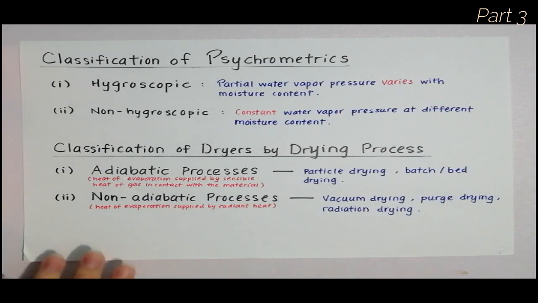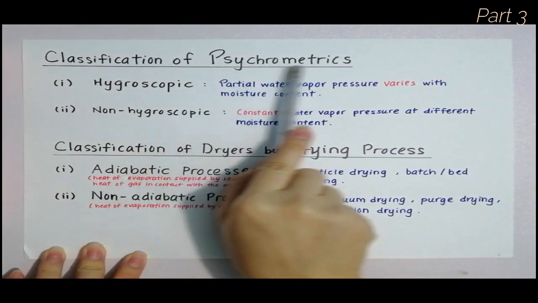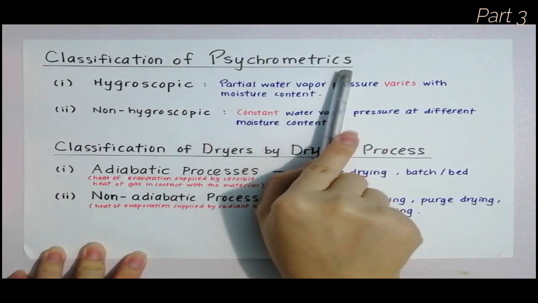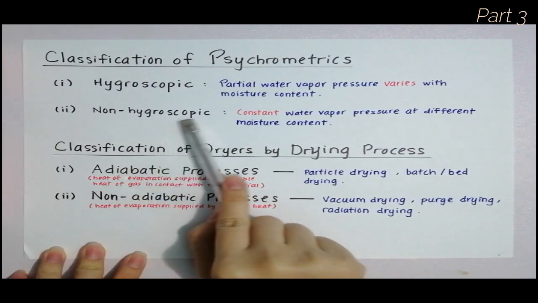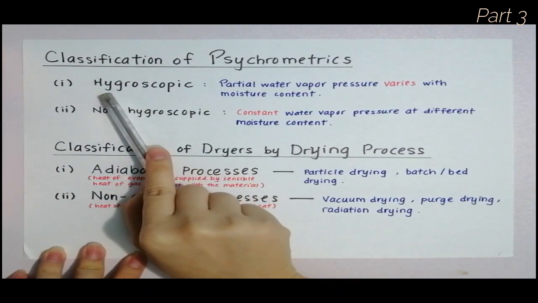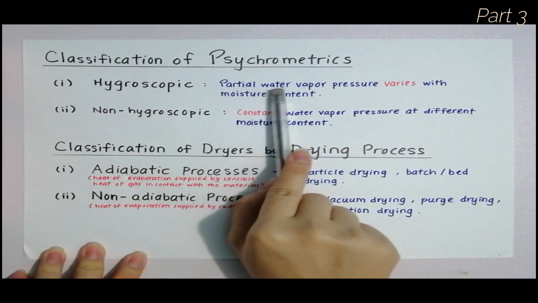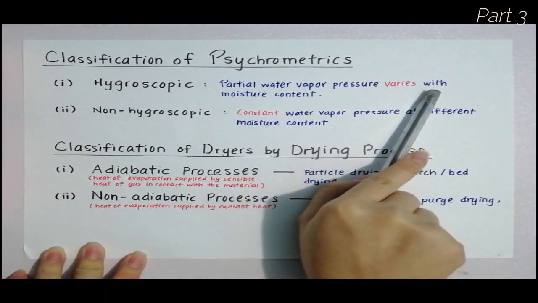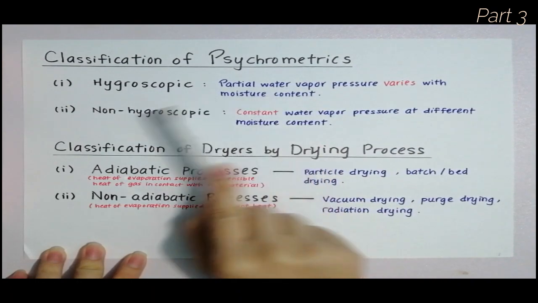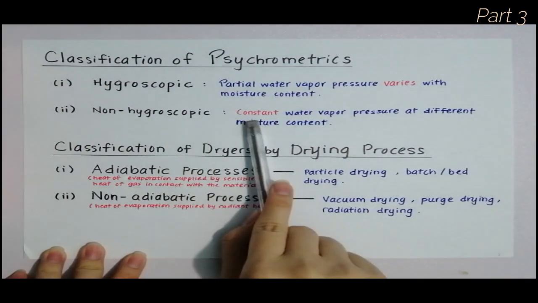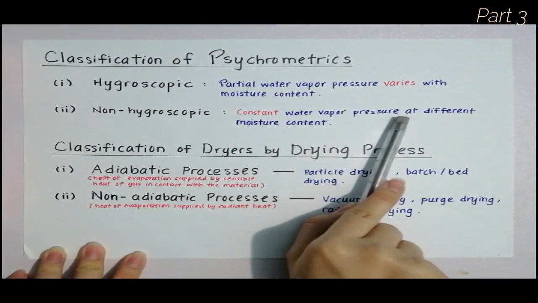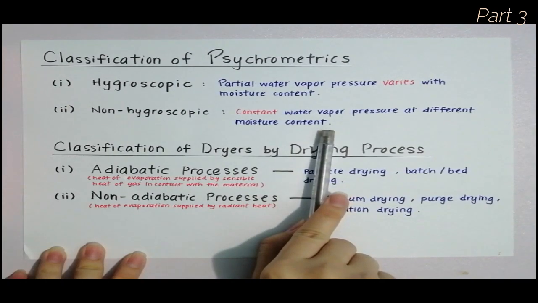Next, we will proceed to the classification of psychrometrics. Psychrometrics is classified into two categories. First is hygroscopic and second is non-hygroscopic. Hygroscopic means that the partial water vapor pressure varies with moisture content. As for non-hygroscopic, it means a constant water vapor pressure at different moisture contents.